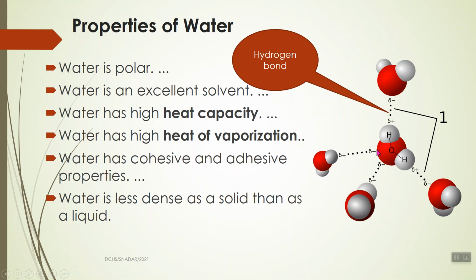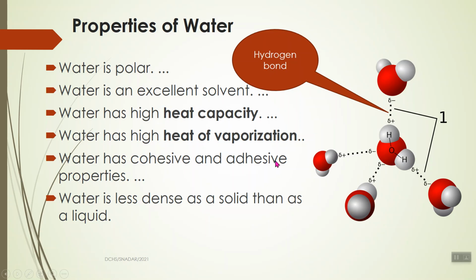Another property is that water has cohesive and adhesive properties. That means water attracts water. You can see that by hydrogen bonds, they attract each other and stay together. That's why water can climb up through the stem to reach the tip of the tall plant's upper canopy. Also, a transpiration pull helps to climb the water up through the tubes, which we call xylem.